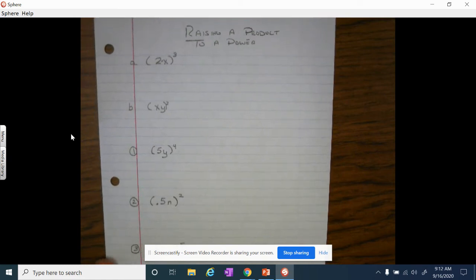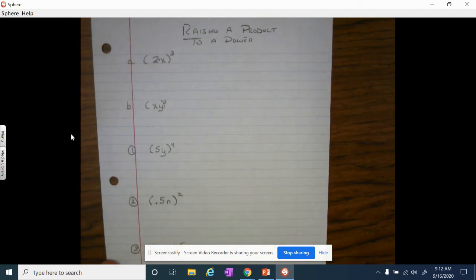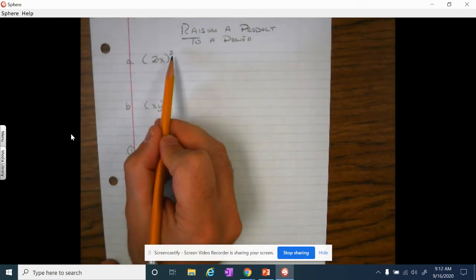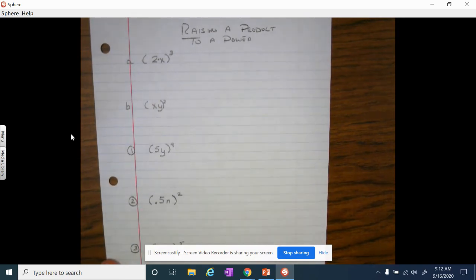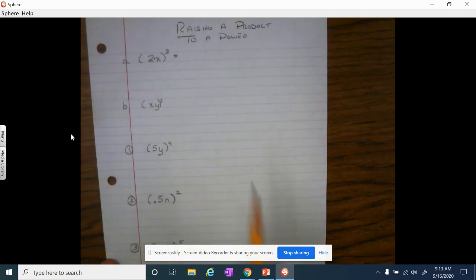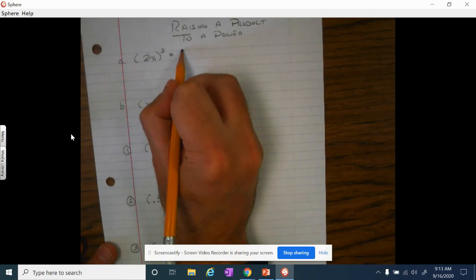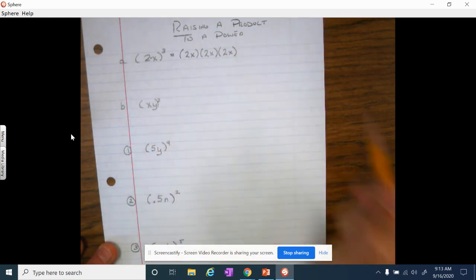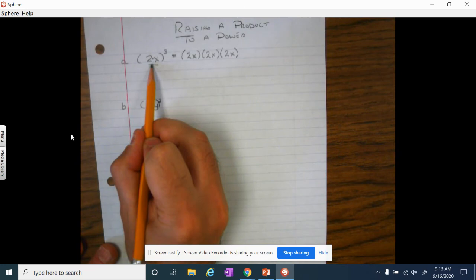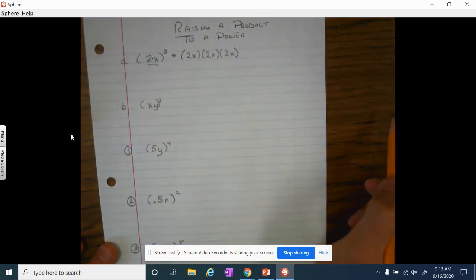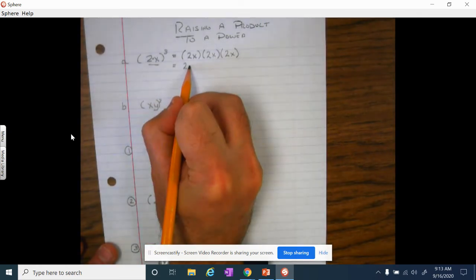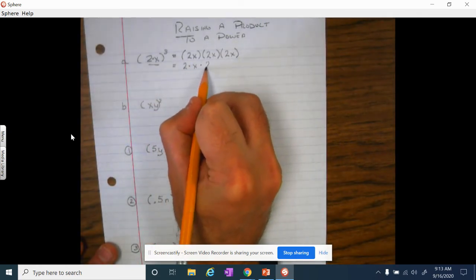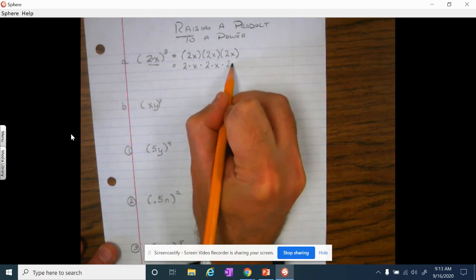And I'm going to raise the product to a power. So I'm still going to do the exact same thing. I'm going to look inside the parentheses, and I'm going to see, what do I see inside the parentheses? And in this instance, I'm going to say, oh, I have 3 of those. So if you write this stuff out, it helps you to understand the shortcut, the rule. So if I have 2x to the 3rd power, that means I have 3 2x's. 2x means 2 times x. So that means I have really 2 times x times 2 times x times 2 times x.